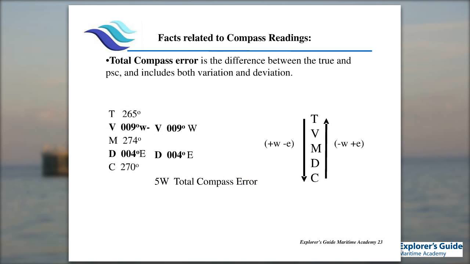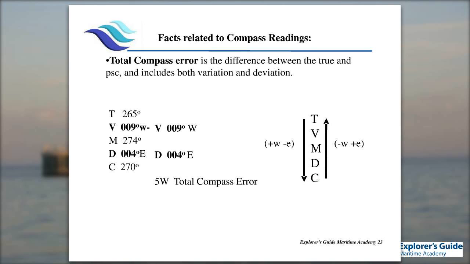Okay. Now, here's an example of, again, the conversion. The little table on the right here, TVMDC: true, variation, magnetic, deviation, compass. Things have to happen sequentially. You cannot bounce around that. If we're going from true to compass, we add west and subtract east. And if we're going from compass to true, just the opposite. So here we have a true of 265. We factor in our variation. We then put in our deviation, and we come up with a compass heading of 270. On the chart, it's 265, but the helm is going to drive 270.